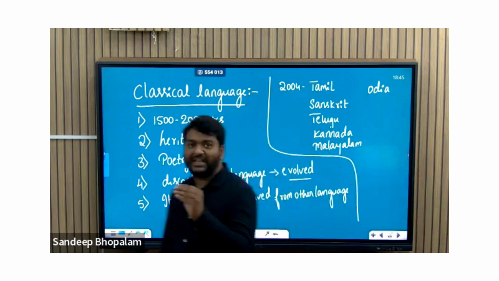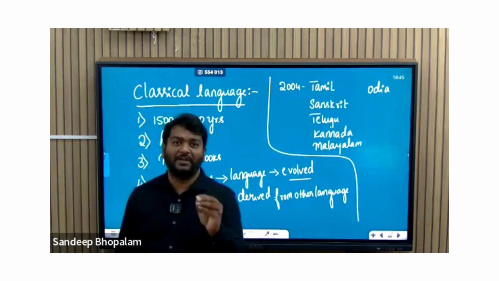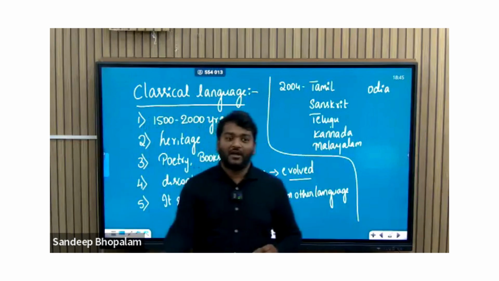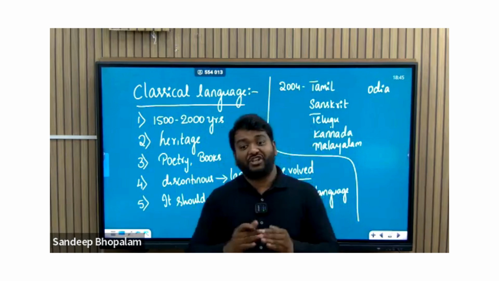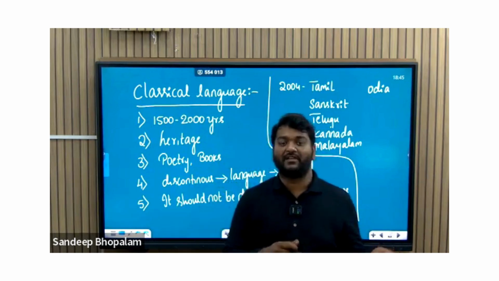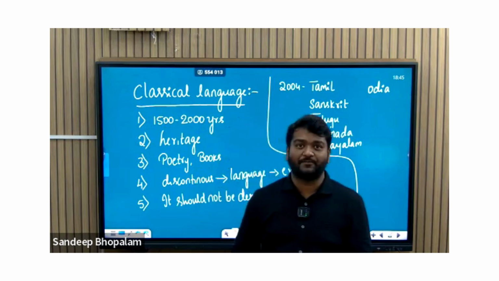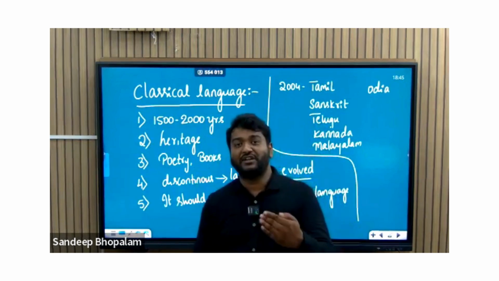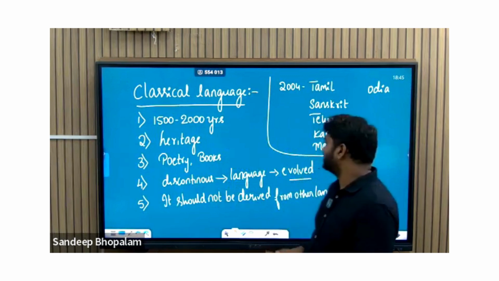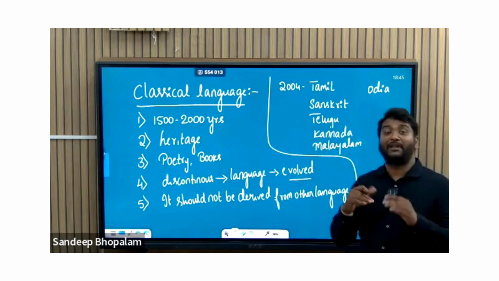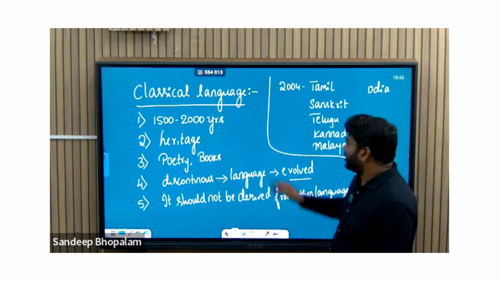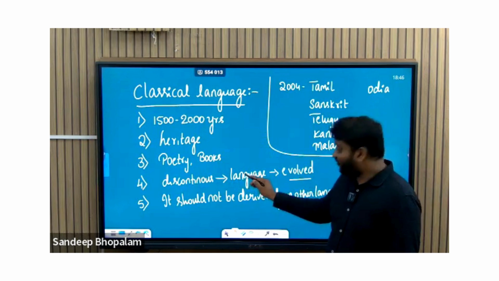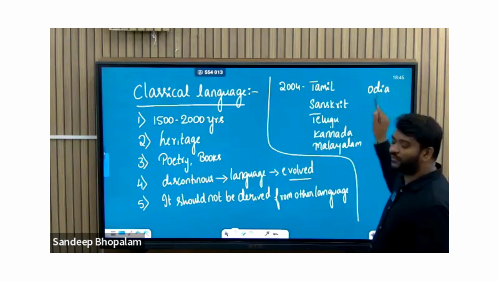So if it is given classical language status, guys, awards will be given in this. Second, like in the University Grants Commission, one separate chamber will be there, professors will be there, they have to study and do research on this. The University Grants Commission will give you money to do research in this. So all those benefits are there. Now, as these 4 or 5 were there, only these languages were given.